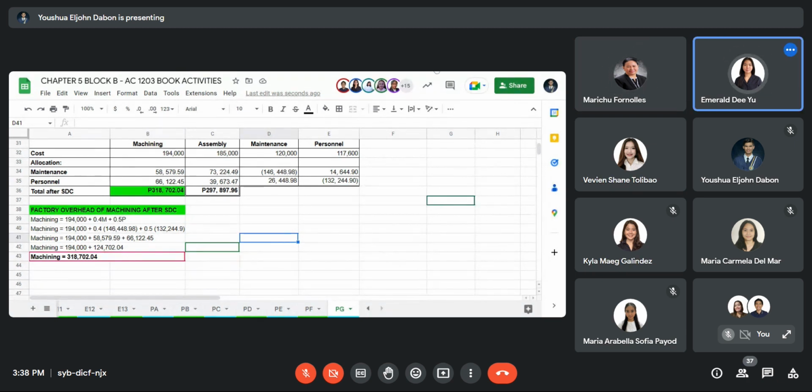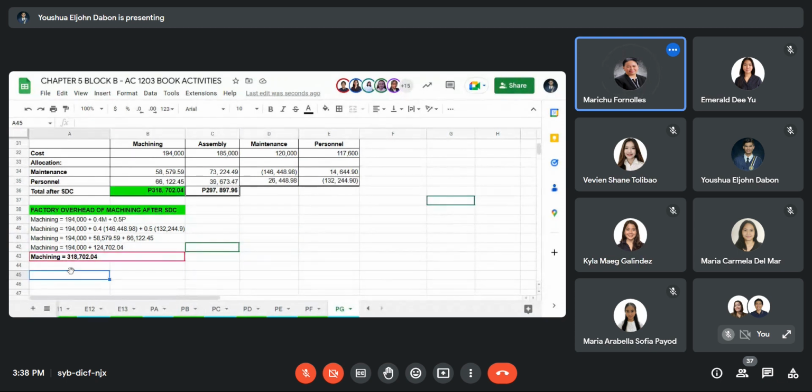Yes, miss. Okay, okay kana. So mana na ang total machining overhead after allocating SDC. Machining overhead after allocating SDC.